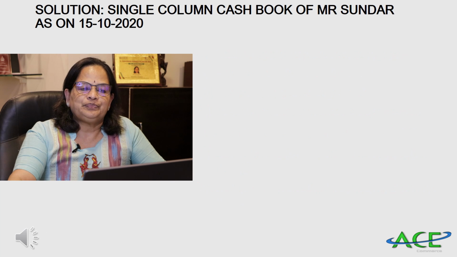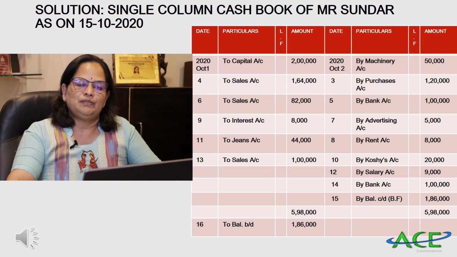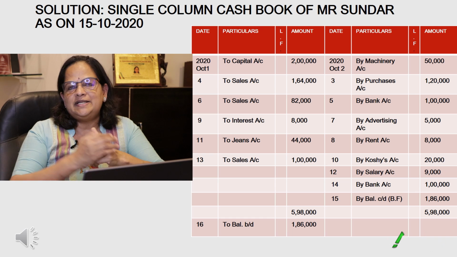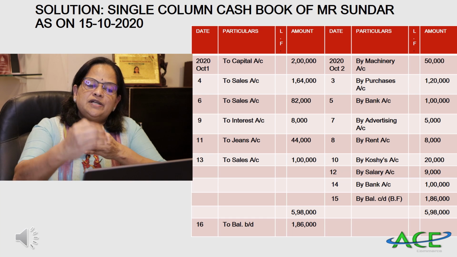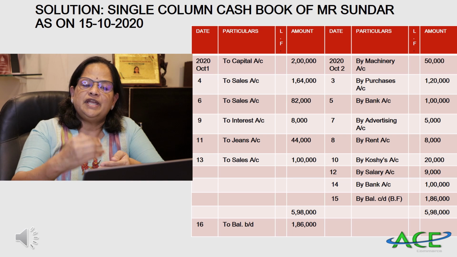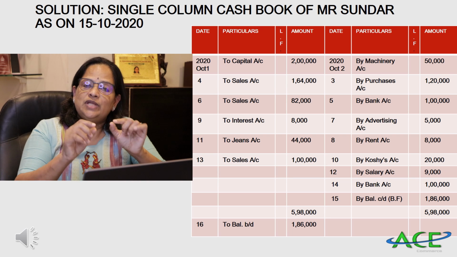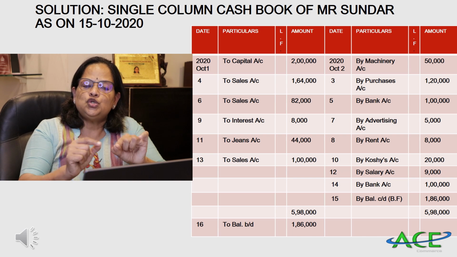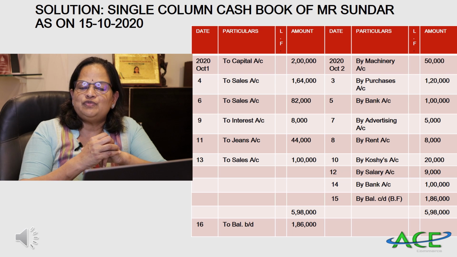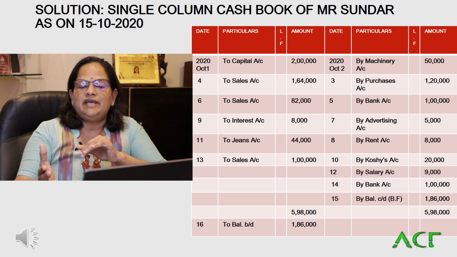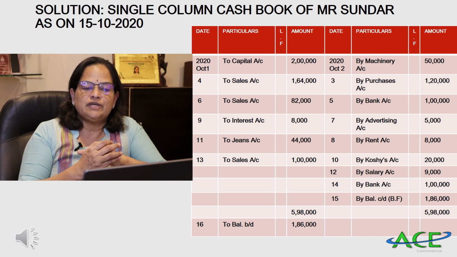Now we will see how we will do this problem. So debit side will be there and credit side will be there. So all the expenses. So first transaction is he started by introducing the capital 2 lakh. So that will come in the debit side as to capital 2 lakh. Next day he purchased machinery for rupees 50,000. That is spending money. So by machinery account 50,000.